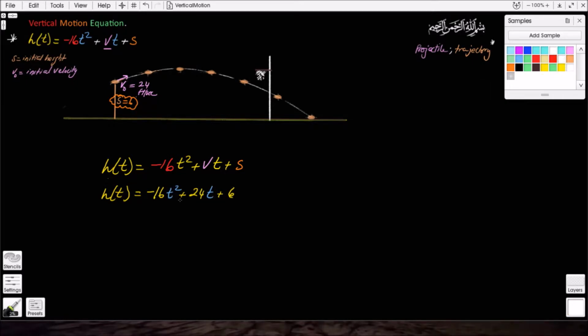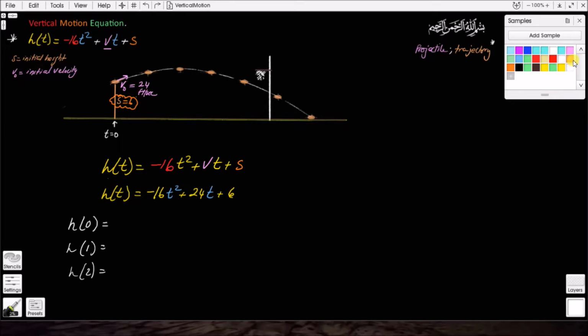Now look, this vertical motion equation that I've written over here applies to this particular scenario with the details that are provided to us, that is the initial velocity and the initial height. What this equation gives us is the height of the basketball at any given time. So for example, if I wanted to know the height of the basketball at time 0, the initial time, t would be equal to 0. I would substitute 0 in place of t. If I wanted to know the height 1 second later, I would substitute 1 in place of t. And if I wanted to find out where the basketball is 2 seconds later, I would substitute 2 in place of t. So again, the vertical motion equation gives you the height of the projectile at any given time.